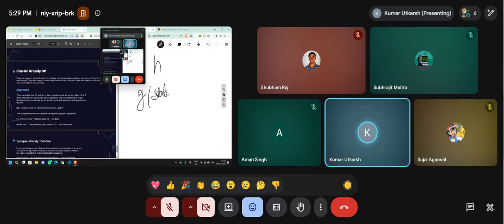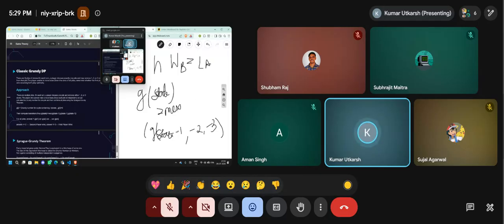Grundy of state is equal to the max of the states this state can reach. So it will be Grundy of state minus 1, minus 2, and minus 3. Now we already know a situation that is winning for Bob. A winning situation for Bob is what? If it is a situation losing in the next step for Alice.